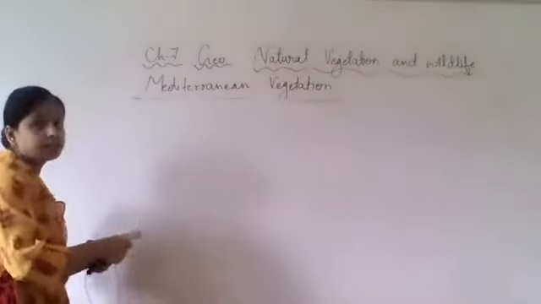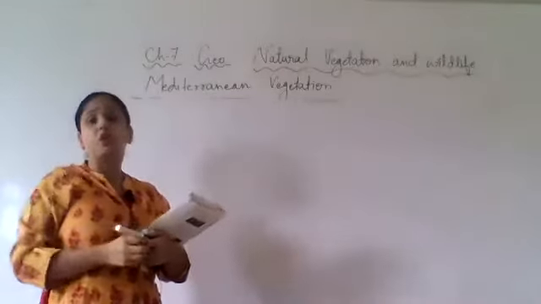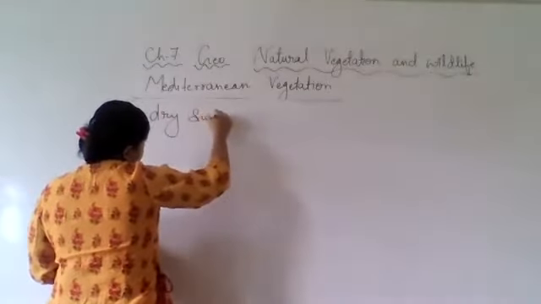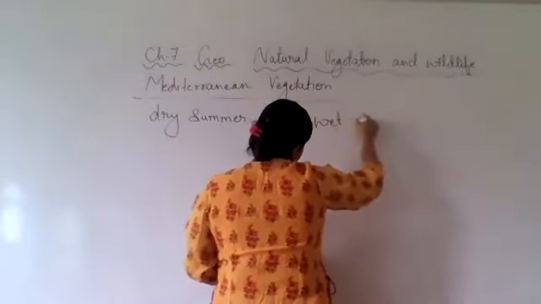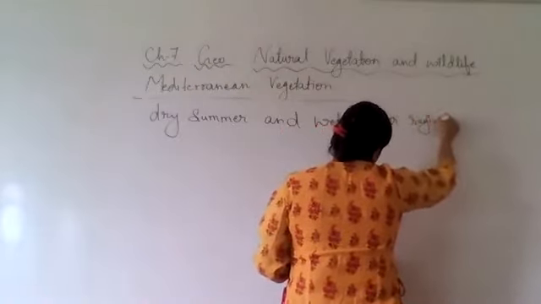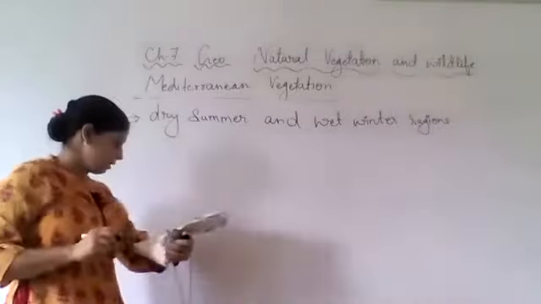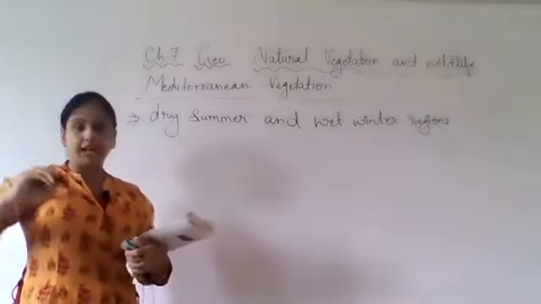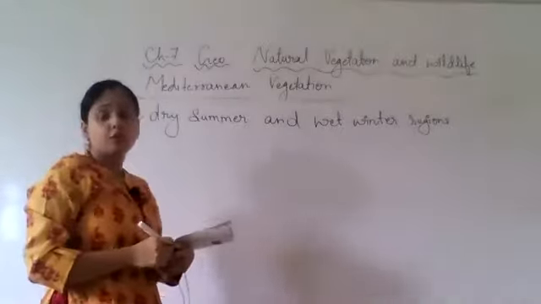Now we will discuss the characteristics of Mediterranean forests. So these forests grow well in the dry summer and wet winter regions. In these areas they grow well. Where you have the dry summer and wet winter, that kind of areas, Mediterranean vegetation grows well.